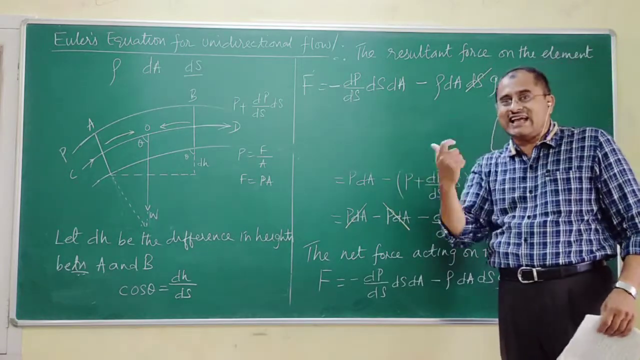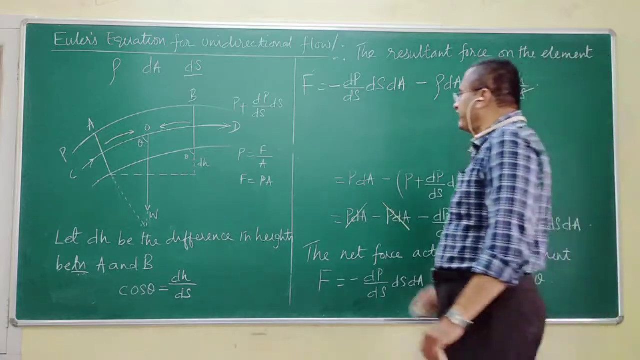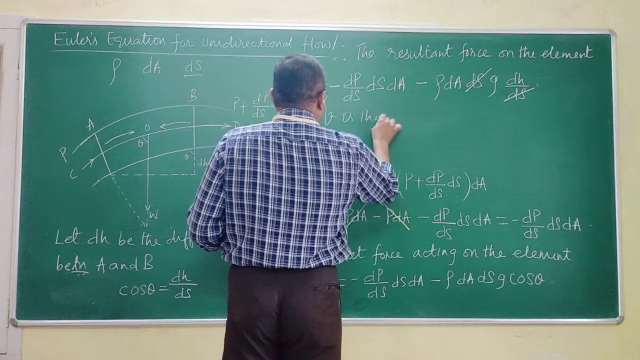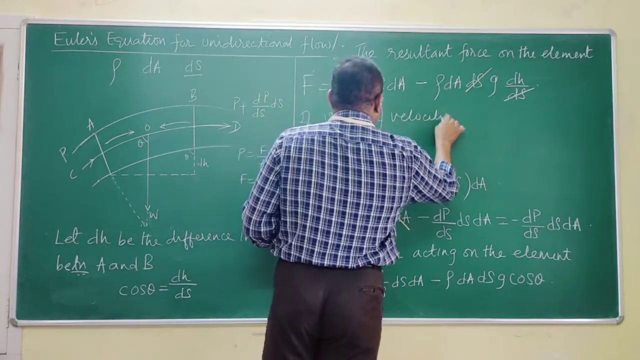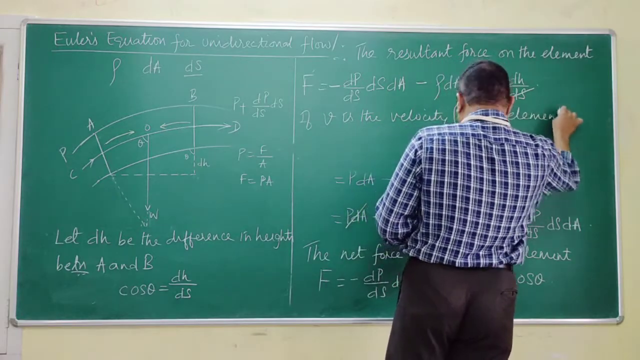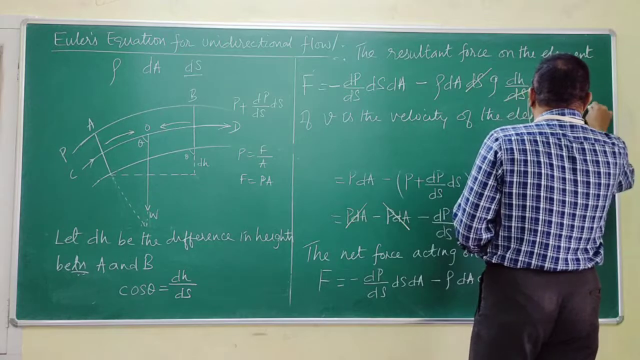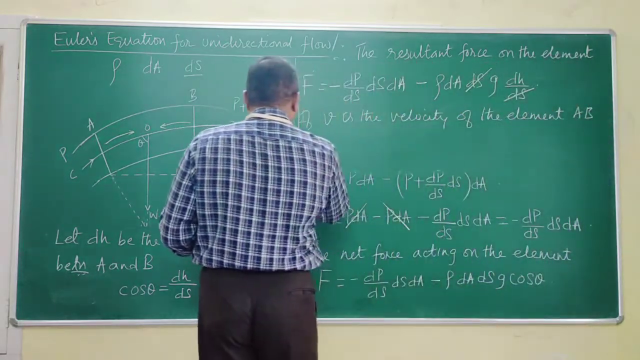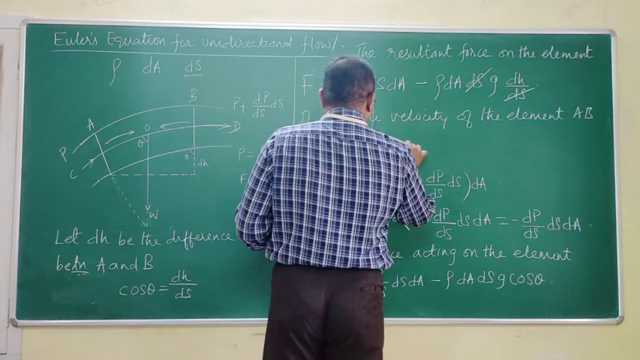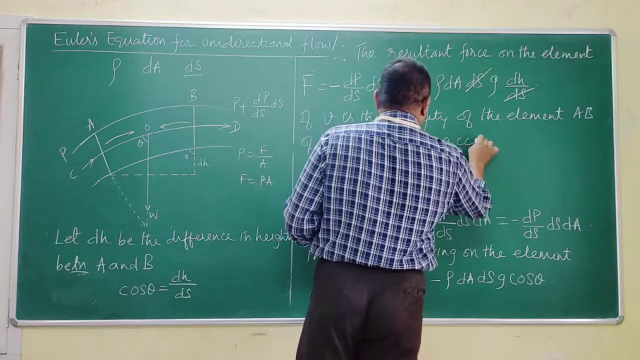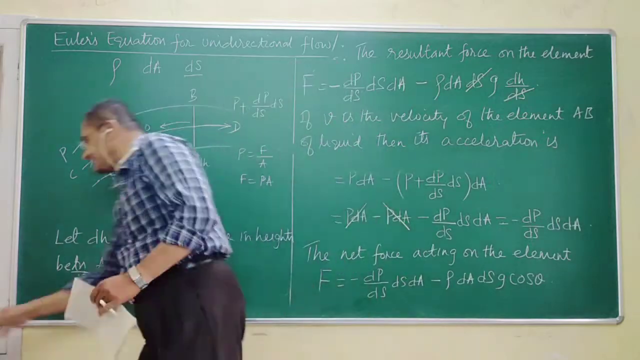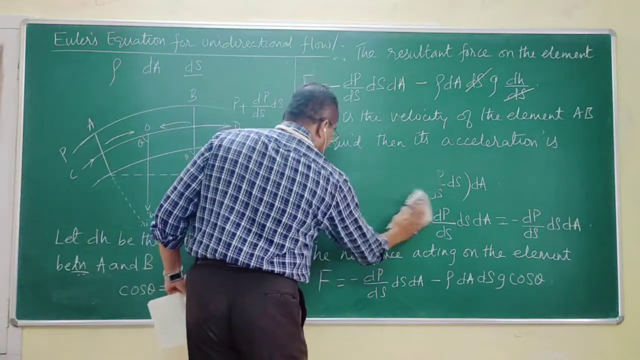Okay. Now, if I consider the velocity of the liquid in the element AB as v, if v is the velocity of the element AB of liquid, then its acceleration is, let me rub this off.